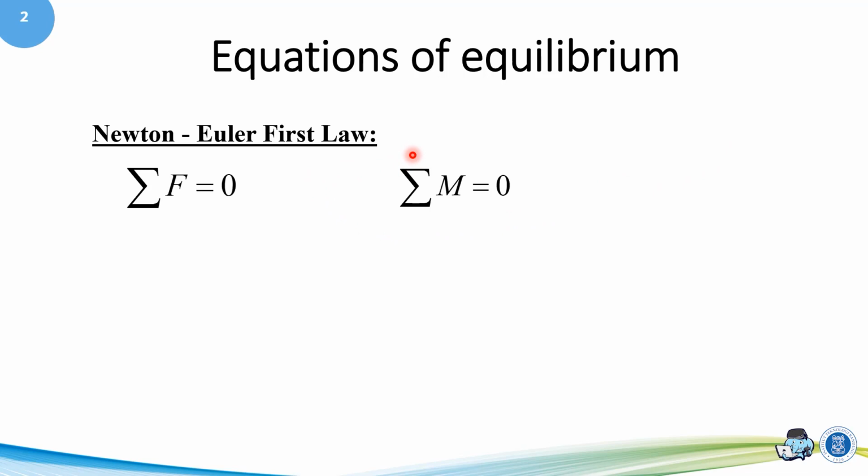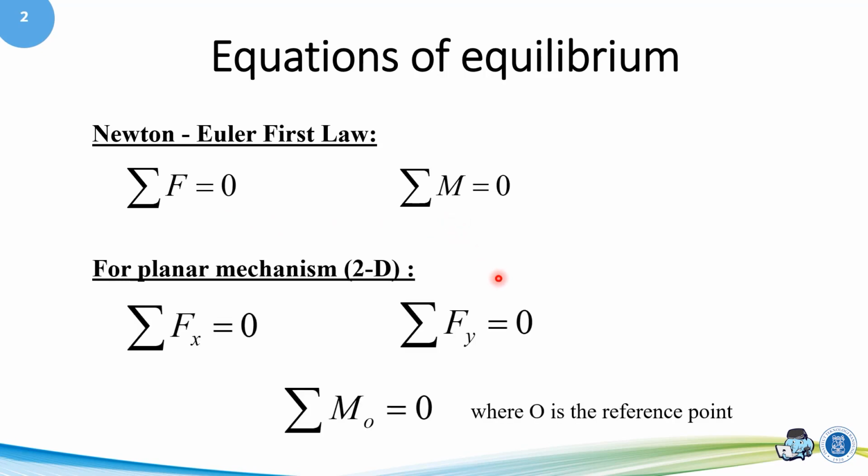Do you still remember what this law is? In the first law, Newton said that an object will be at rest or in constant velocity if there is no resultant force acting on that object. So we have sigma force equal to 0. And then for the rotational movement, we have the Euler law, that is sigma moment equal to 0.